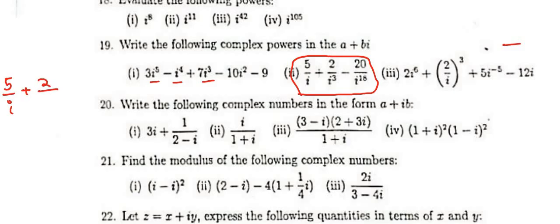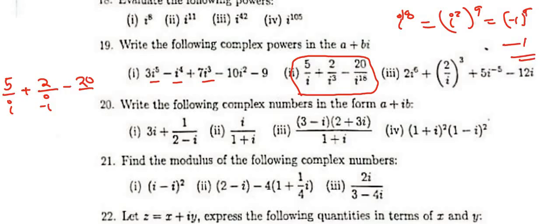2i to the power 3 is the same as negative i, minus 20 i to the power 18. So i to the power 18 is the same as i squared to the 9, which is the same as negative 1 to the power 9. The answer is just negative 1. So this is just negative 1 down there. So I'll write it as 5i minus 2 over i, then this is plus 20 over 1.